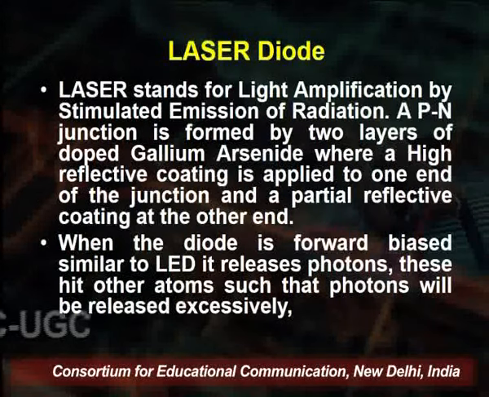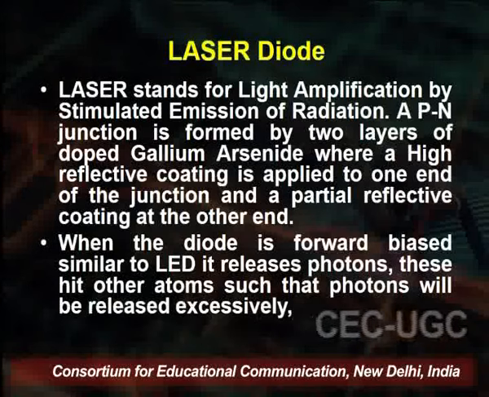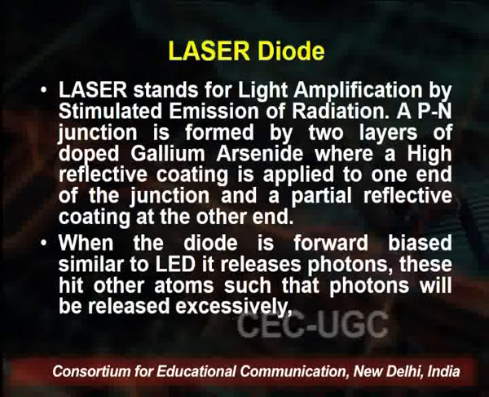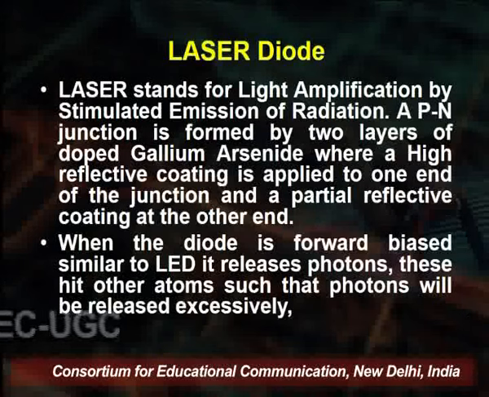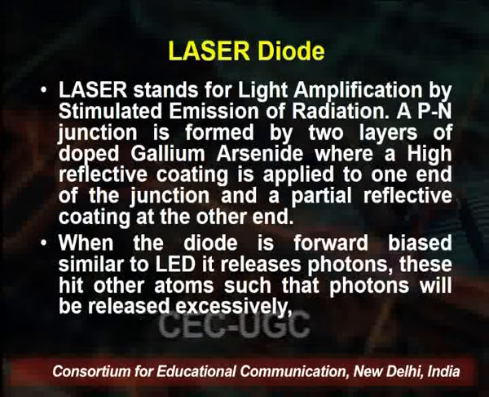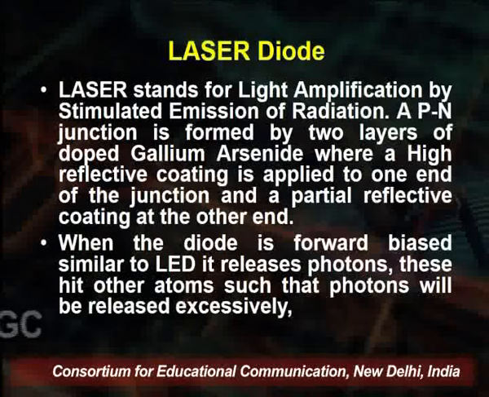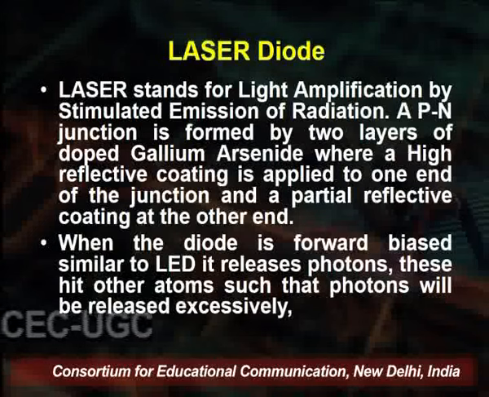Next is the laser diode. The laser diode is one of the basic diodes commonly used nowadays. Laser stands for light amplification by stimulated emission of radiation, and its PN junction is formed by two layers of doped gallium arsenide, where a highly reflective coating is applied to one end of the junction and a partially reflective coating at the other end. The output is obtained from the partially reflective side, and the other is fully coated, where we can get the avalanche of electrons or holes.